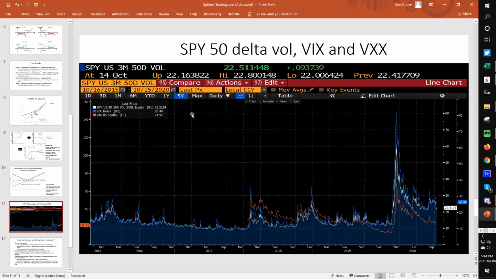So this is coming from Bloomberg, but you can do the calculation yourself, and I'll show you on the Excel spreadsheet how to do it. There's different things that look like volatility. So you've got the SPY, which is the 50% delta volatility of the SPY. So it's basically your implied volatility at the 50%, so at the money, at the strike price, at the current price of the market. And so that's what's in white.